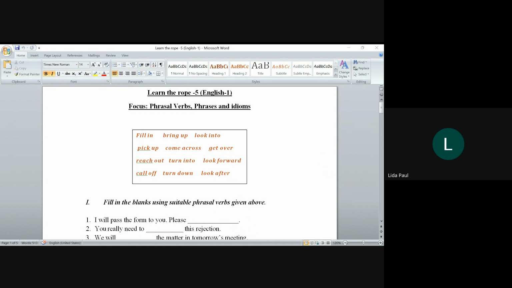What do you understand of them? See, the idea is very simple, right? So phrasal verbs basically, like the examples that you see on the screen, it could be anything, right? Fill in, bring up, look into, pick up, come across, get over. And there are many more than the ones that you see on screen, right?